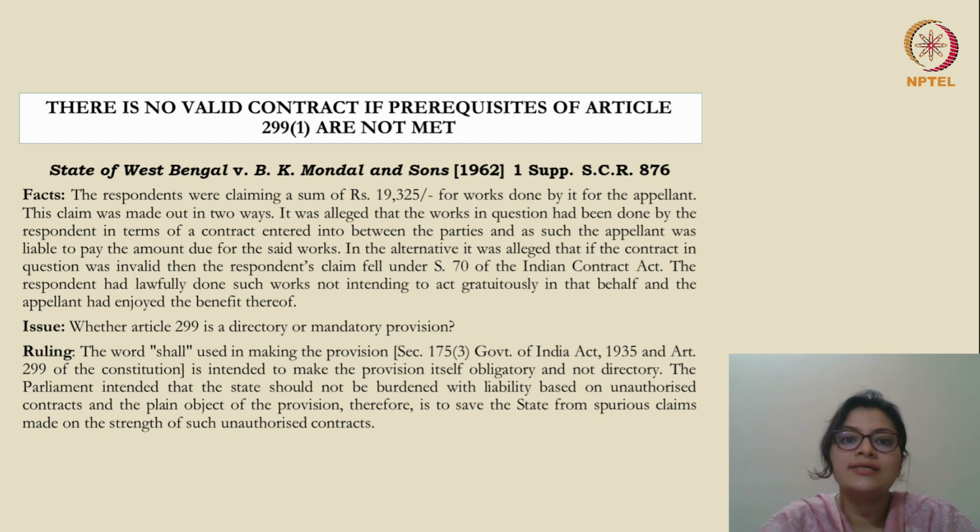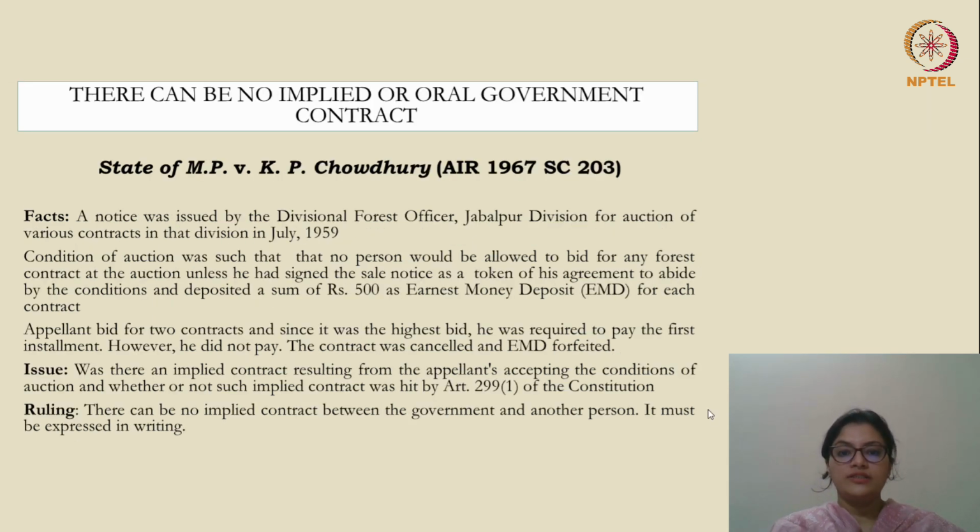So from this case, we learn that there is no valid contract if the prerequisites of Article 299(1) are not met. To reiterate, as per Article 299(1) of the Indian Constitution, a contract made in the exercise of the executive power of the Union or the state must necessarily fulfill three mandatory conditions. First, it must be expressed to be made by the President or the Governor of the state, as the case may be. Second, it must be executed on behalf of the President or the Governor. And third, it must be executed by such person and in such manner as the President or the Governor may direct or authorize. So, one word that appears repeatedly in Article 299(1) is the word executed.